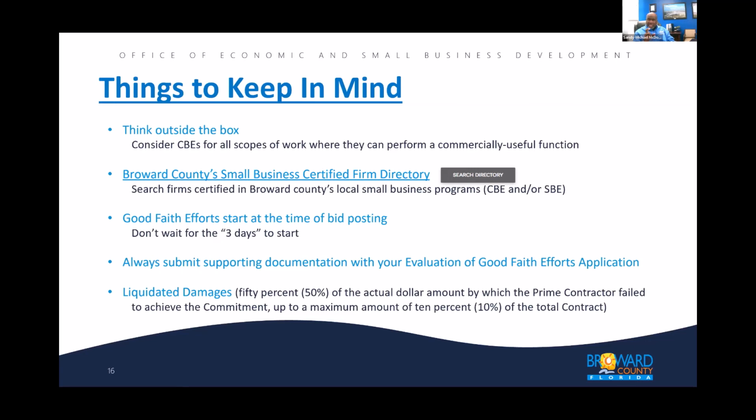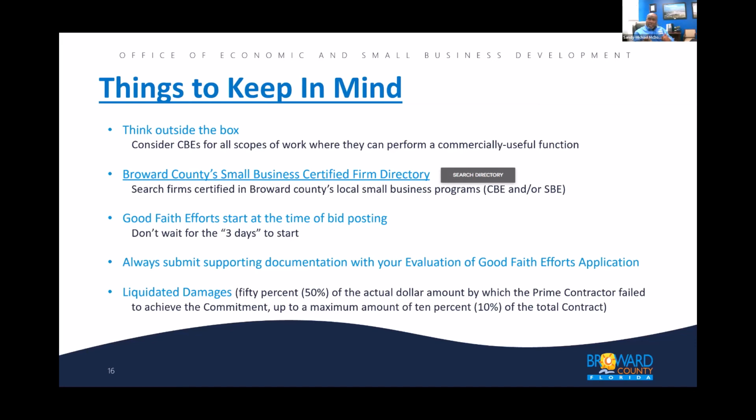one way to help you not need a good faith effort application is understanding that for anything this job entails where I can identify a CBE to provide a useful function, I can use them. Want to make sure you have the link to the Broward County directory. Folks, that's our directory. It's a new online directory. It's a better feel than what the old one was. You can do some wild searches just to get the names of firms.